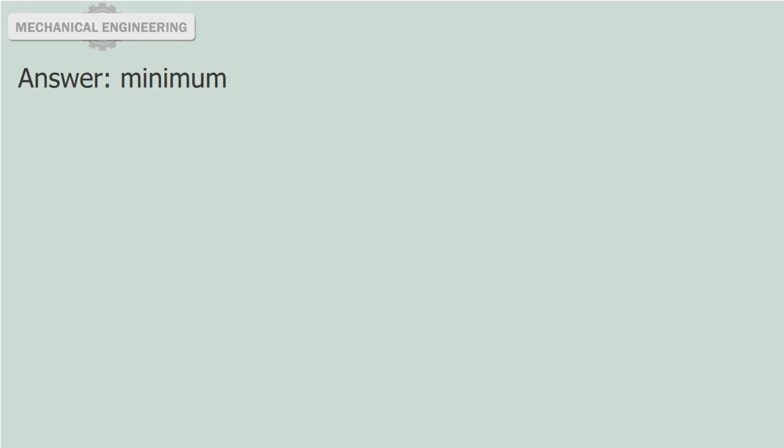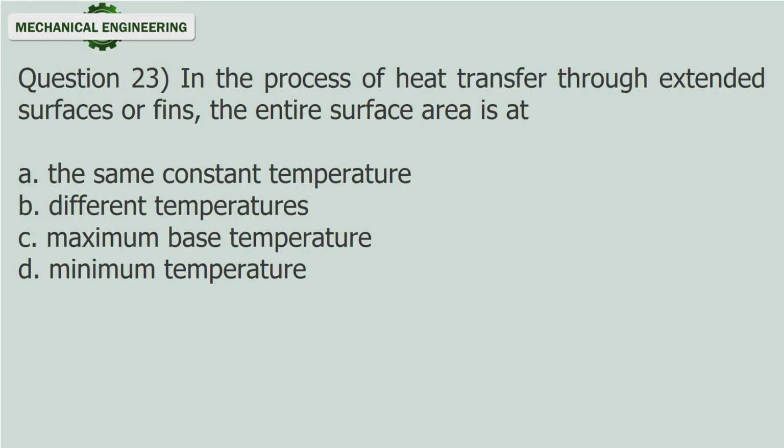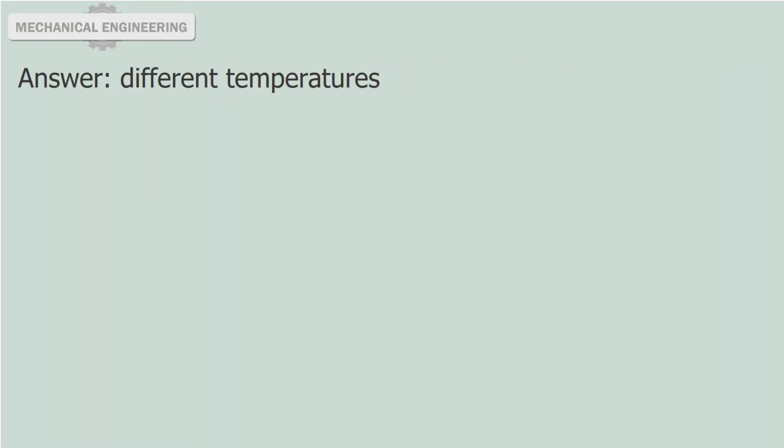Answer: minimum. Question 23. In the process of heat transfer through extended surfaces or fins, the entire surface area is at A. The same constant temperature. B. Different temperatures. C. Maximum base temperature. D. Minimum temperature. Answer: different temperatures.